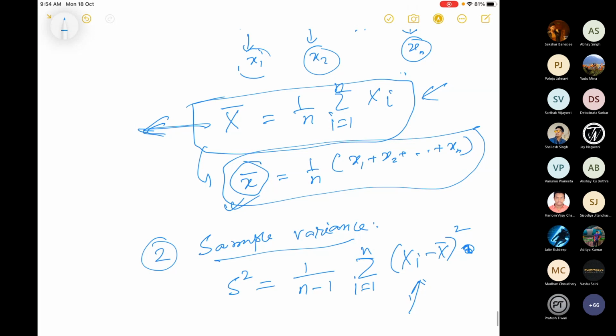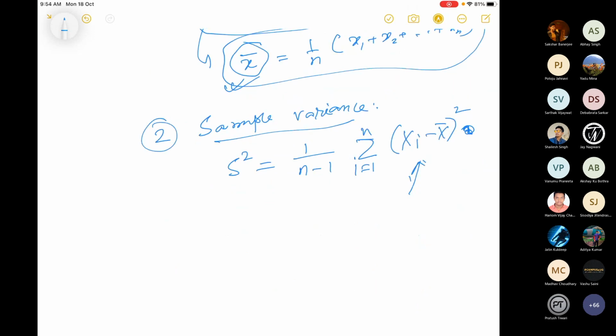For example, suppose you have these numbers 1, 2, dot dot dot up to 6, and x bar is somewhere here. You do not know what it is. Suppose x bar is 2.5. It can be 3.5 also, I don't know. Then take the square distance from all these numbers, take the sum, and divide by n minus 1, not n. There's a reason for it. We'll talk about this when we do it formally.